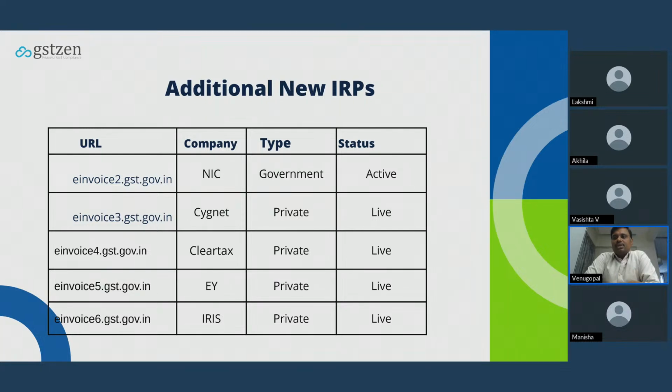Why I always suggest using software like GSTZen when you are working: Zen has a backup failover system. So if e-invoice 1 is not working, the data automatically moves to e-invoice 2 and the invoices get generated.